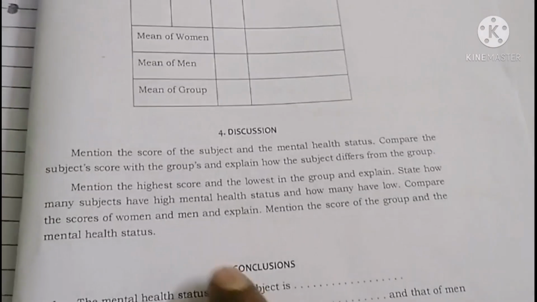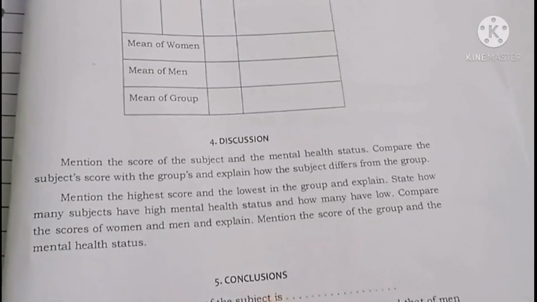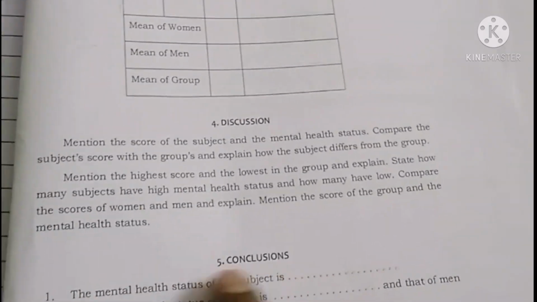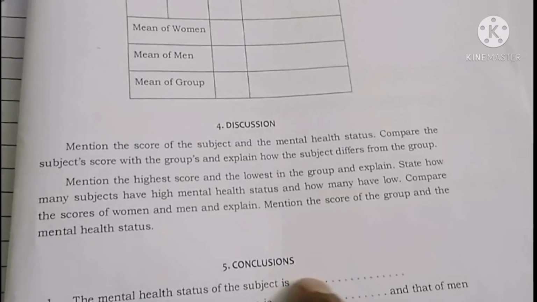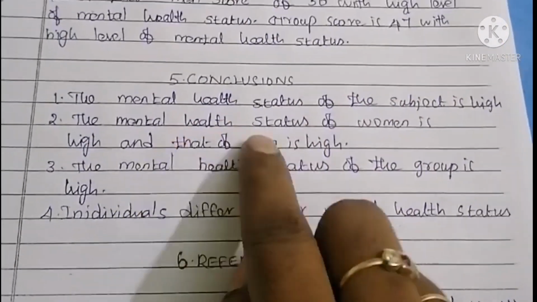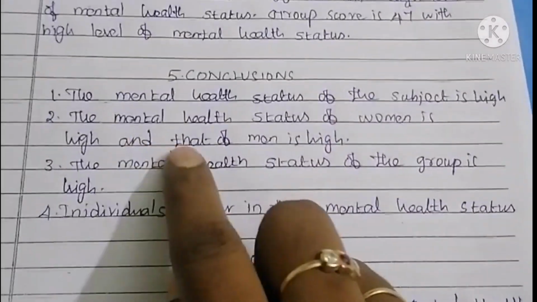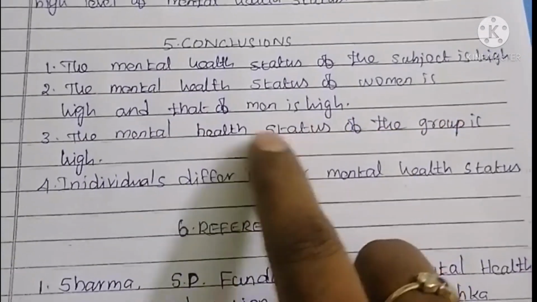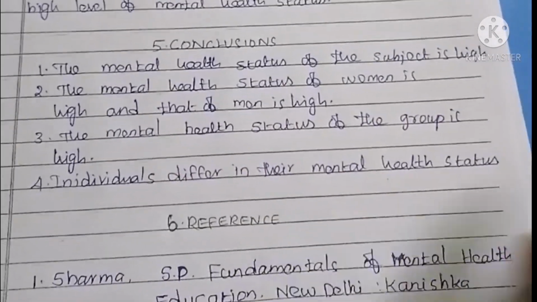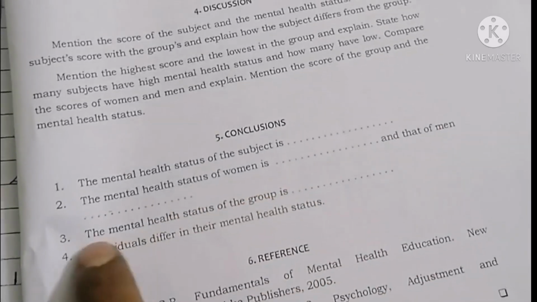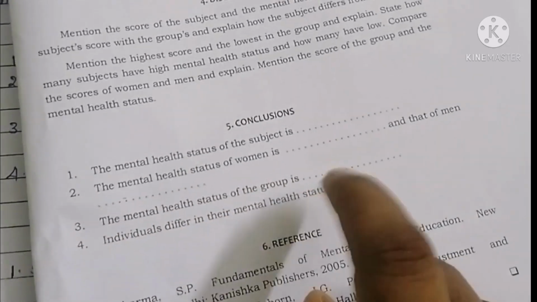In the conclusion, as given in the books, don't put underline and dots like this. You write simply: the mental health status of the subject is high. You write it as high. That is enough. Mental health status of the woman is high and that of the man is high. Mental health status of the group is high. Individuals differ in their mental health status. In each conclusion part, it is given. It is the trademark of this.